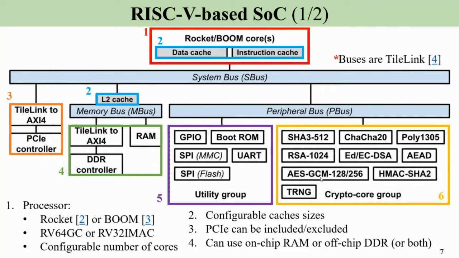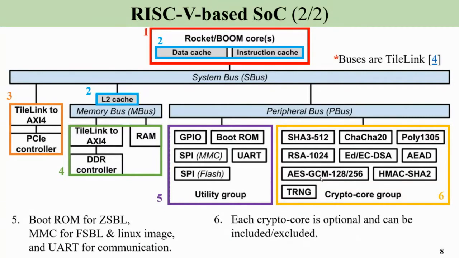The memory bus has two options: using the on-chip RAM or the off-chip DDR, or both. And the peripheral bus is divided into two groups: utility and the crypto core. The utility is just very basic functions like the boot ROM for the SBL, the SD card for holding the FSBL and the Linux image, and the UART for communication. And in the crypto core group, we have all of the above mentioned cores like SHA-2, SHA-3, ChaCha-Poly, RSA, EdDSA, ECDSA, HMAC, etc.